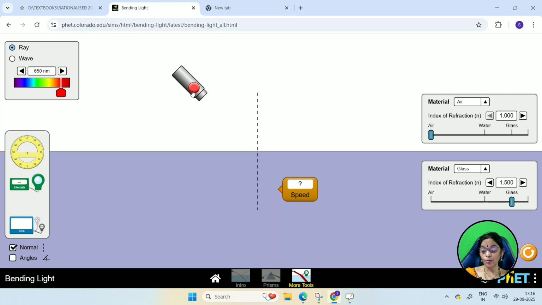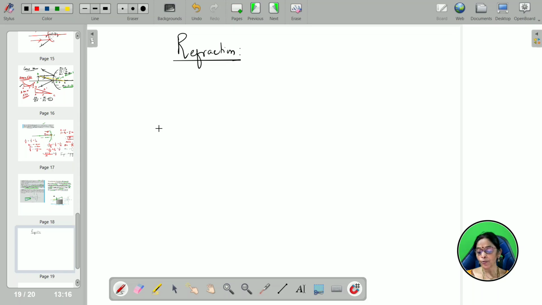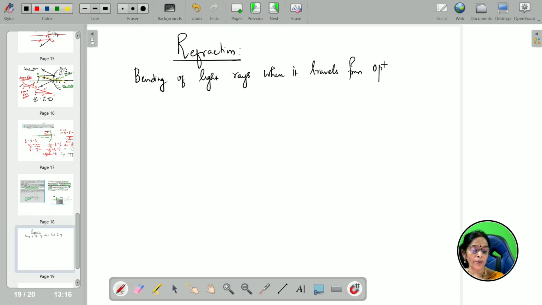So what is refraction? The bending of light rays when they travel from one medium to another medium, whether from an optically rarer medium to a denser medium, or from an optically denser medium to a rarer medium, is called refraction of light.